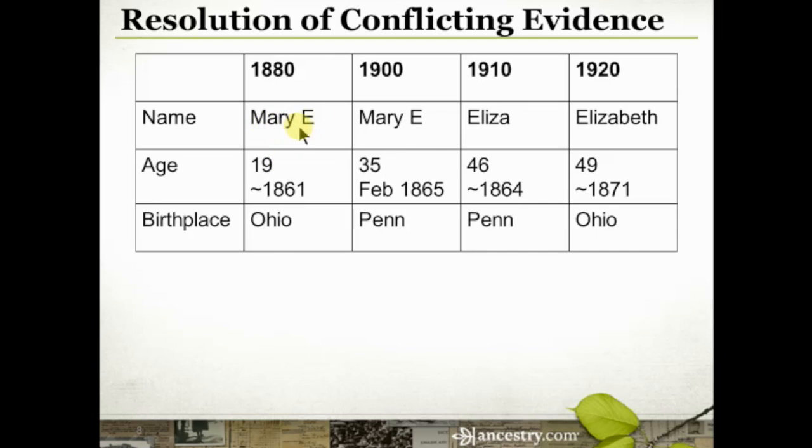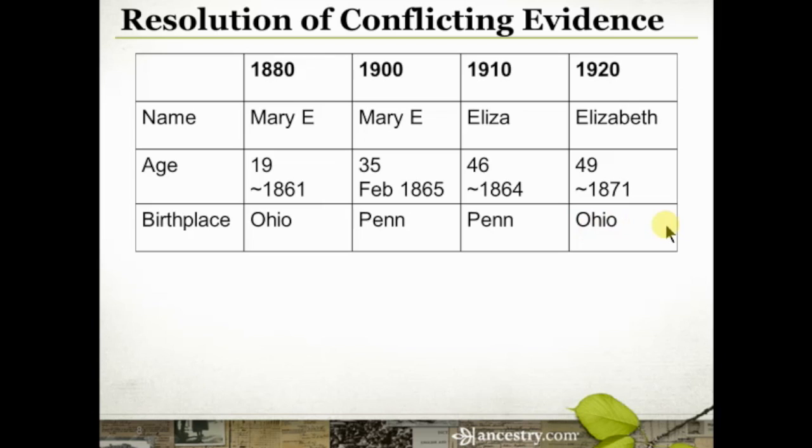Her name's listed as Mary E. in 2 censuses, Eliza in 1, and Elizabeth in another. Her age is listed as 19, 35, 46, and 49 successively. And then her birthplace is listed as Ohio, Pennsylvania, Pennsylvania, Ohio.